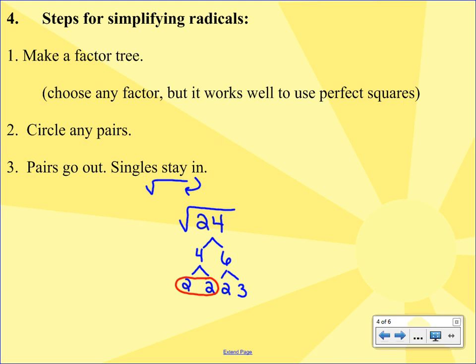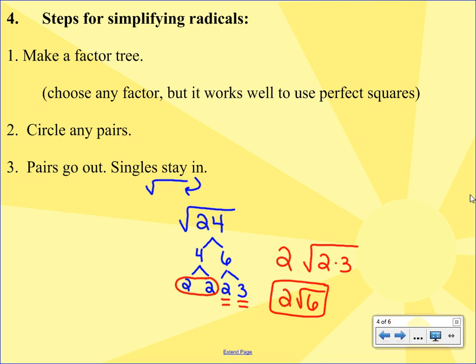So just like if you're going to go out on a date, you have to have someone to go with. We're going to have those pairs, and they're going to go out. They're going out of the radical. So when we have our answer, there's going to be a 2 outside. When we're done, the singles are going to stay in. So the 2 doesn't have a match, and the 3 doesn't have a match. So we just multiply them back together, and we end up with the final answer of 2 square root 6.